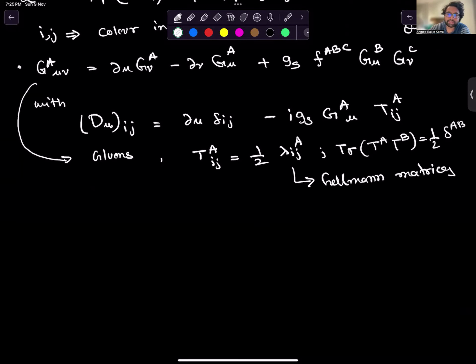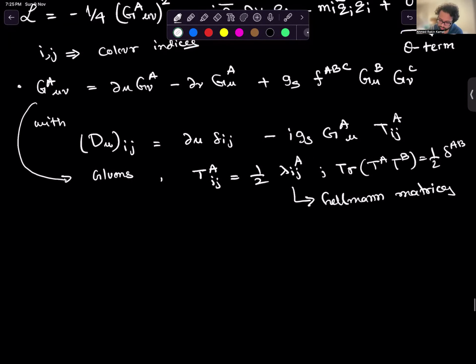And it is basically very similar to the Pauli matrix. It's just 3 by 3. And yeah, so you can check that out. You'll have 8 Gell-Mann matrices because SU(3) should have 8 generators, right?